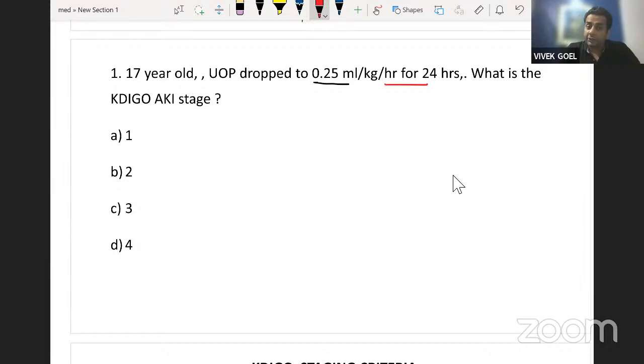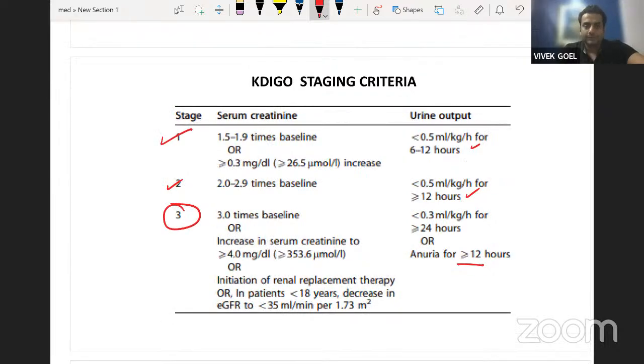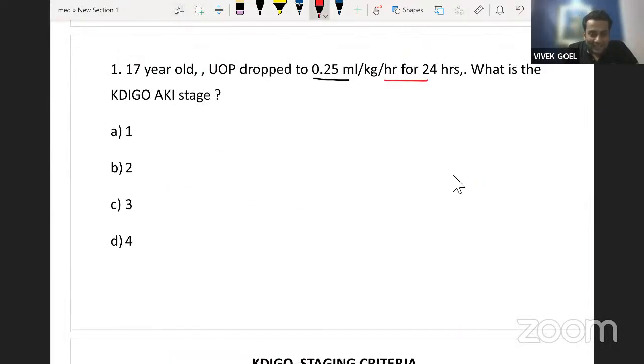And this also I had recorded and told you: in the KDIGO AKI staging, in stage one, the output is less than 0.5 ml per kg per hour for 6 to 12 hours. In stage two, it is less than 0.5 ml per kg per hour for more than 12 hours. And in KDIGO stage three, the patient either has less than 0.3 ml per kg per hour for 24 hours or anuria for more than or equal to 12 hours. So here you have seen that the urine output has dipped to 0.25, which is of course less than 0.3 ml per kg per hour, sustained for more than 24 hours. Hence, this is AKI stage 3.